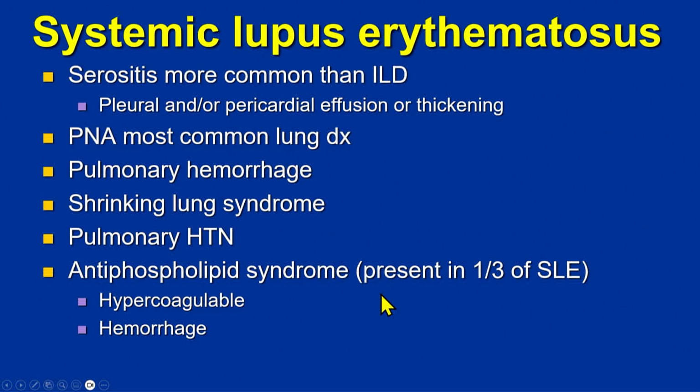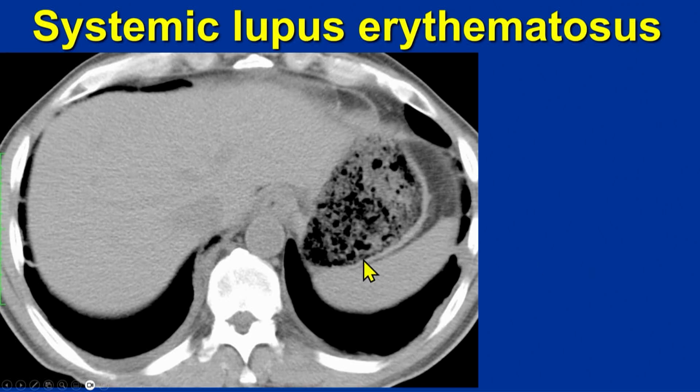But these patients with lupus, they do get serositis, so they can get pleural effusions, they get pericardial effusions, they get pericardial and pleural thickening. Patients can also very commonly develop pneumonia. In fact, pneumonia is the most common finding in this disease setting. Patients can develop pulmonary hemorrhage, shrinking lung syndrome, antiphospholipid antibody syndrome, which I'll go into detail in just a little bit.